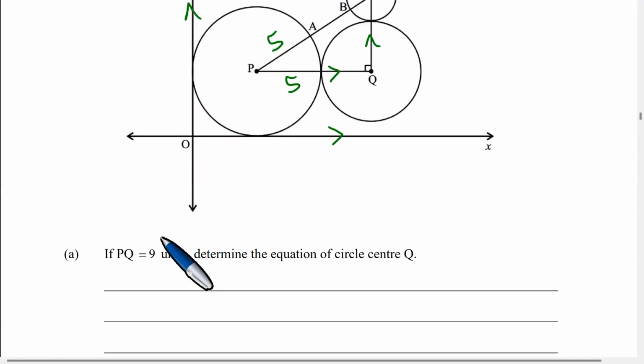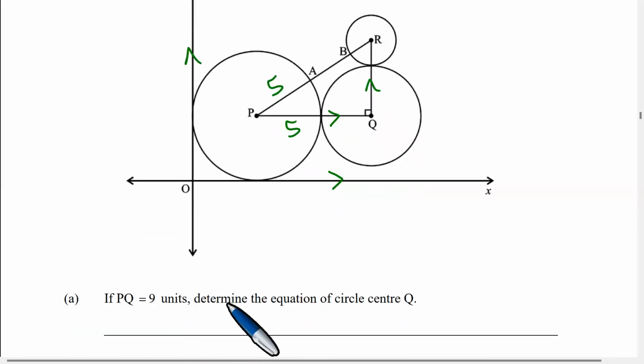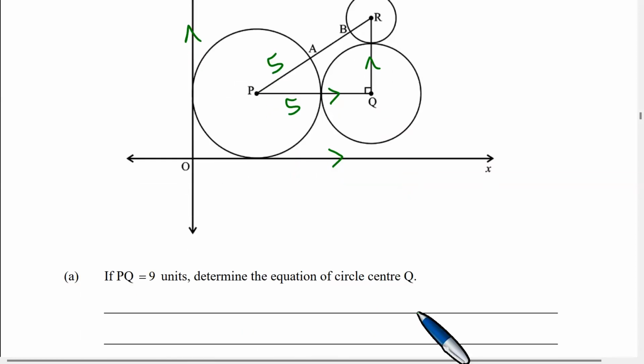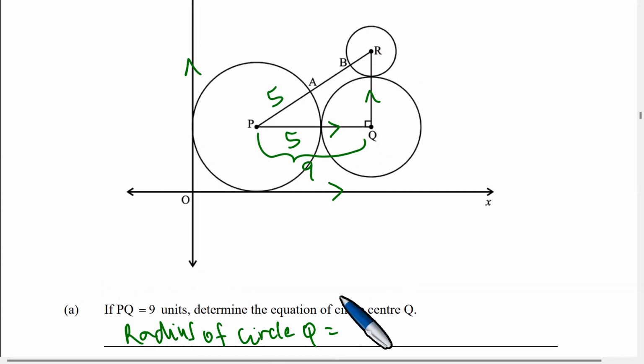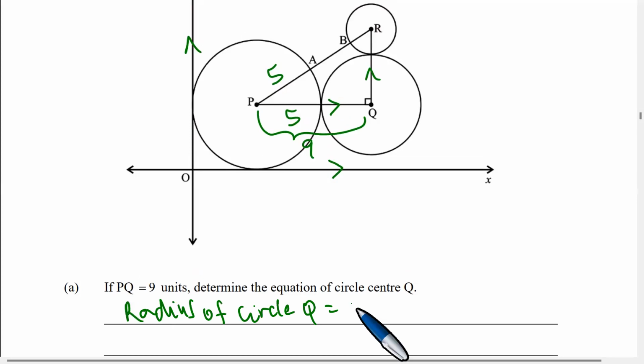If PQ is 9, determine the equation of circle Q. Obviously we know that PQ is 9, so the distance from here to there is 9. So now, what is the radius of circle Q? If the whole length is 9, but this part is 5, it's going to be exactly 9 minus 5, which is 4 units.